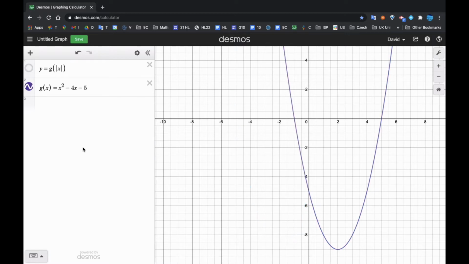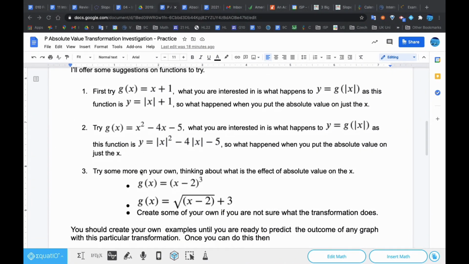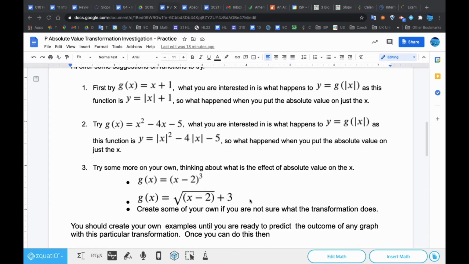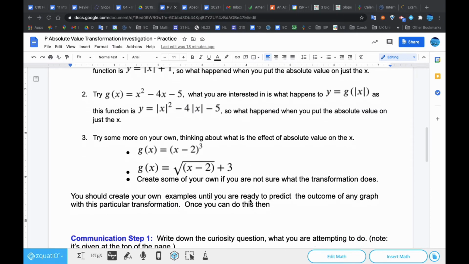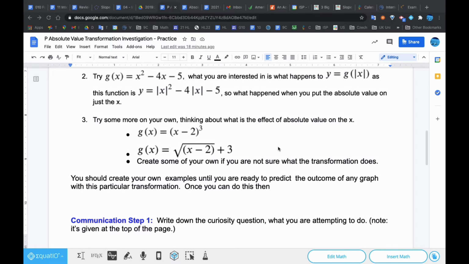Now I want you to try some more on your own. Try the different kinds of transformations we've looked at, or the kinds of functions we've looked at. Shift it away from just the origin, put it in certain places, and see what you get. Once you have a sense of what this absolute value function is doing, then you want to write it up, because you're trying to communicate your thinking to us.